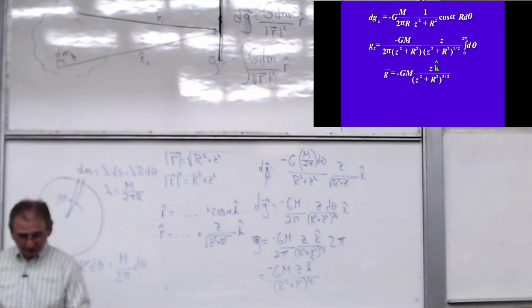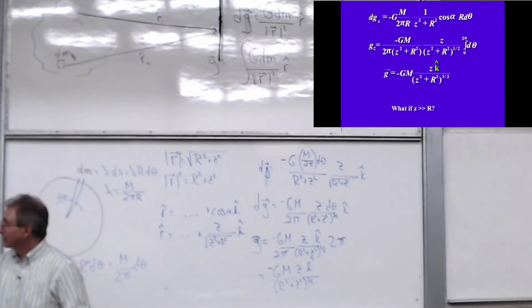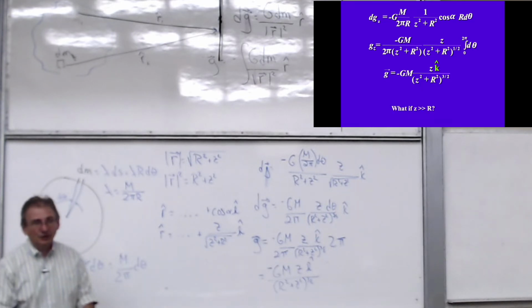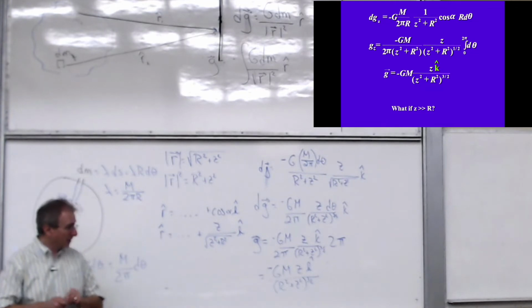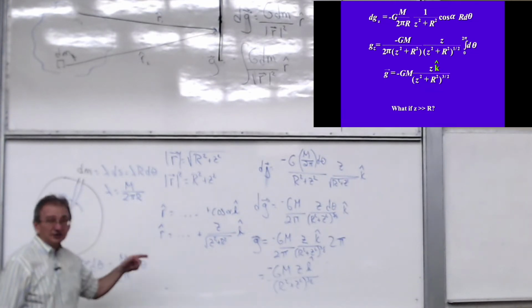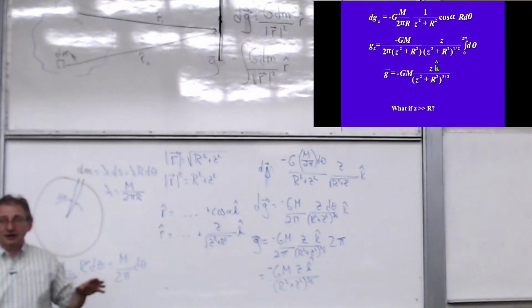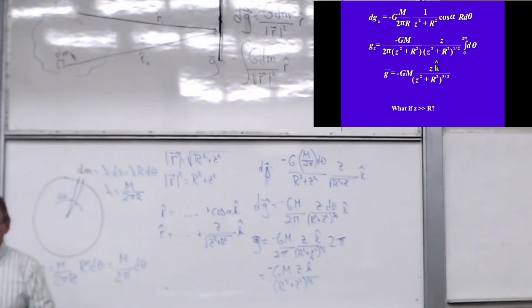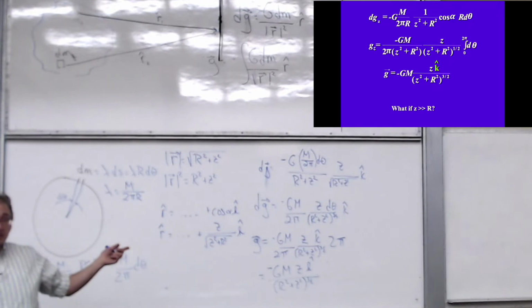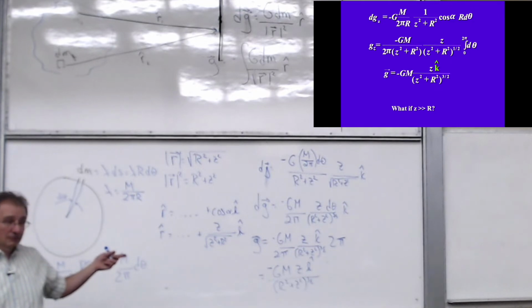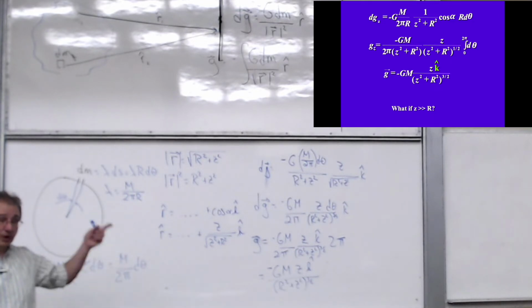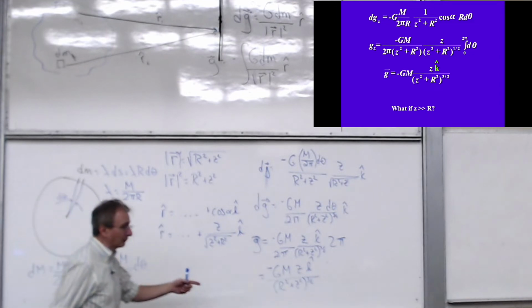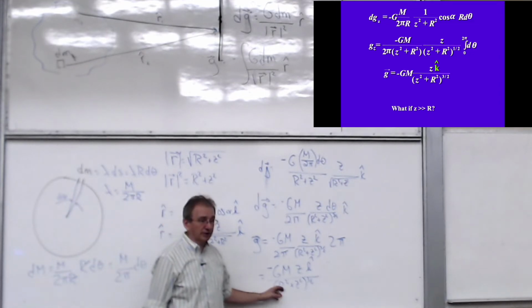Now, to see if this answer makes sense, or if we're on the right track, this answer should tend to a certain value if you're really far away. If you're really far away from the ring, what does the ring look like? Looks like a point particle. So this equation should tend towards that of a point particle when z is big compared to r. Well, if z is big compared to r, I can ignore this, right? Yeah.